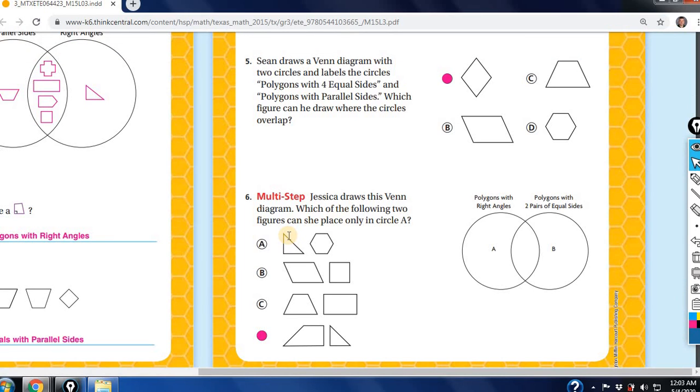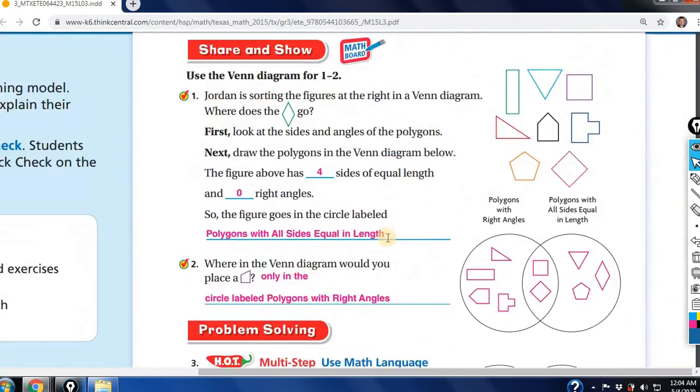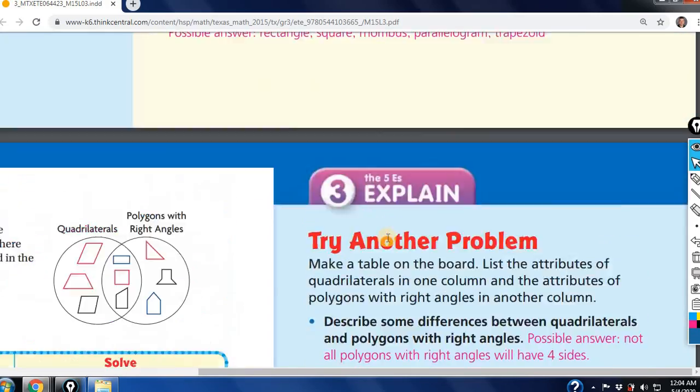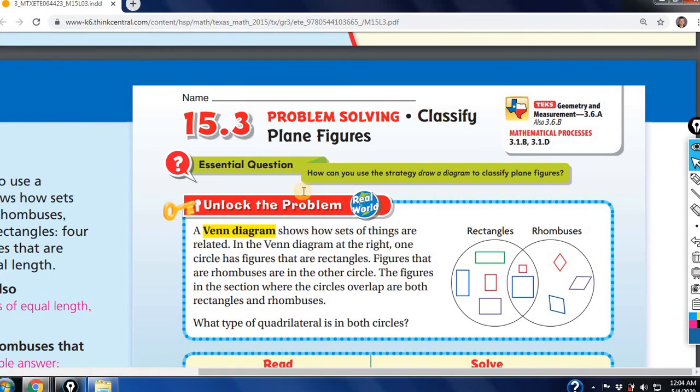Well, that reviews 15.3, where we're looking at classifying polygons. Make sure that if you have questions, go back and review the Go Math Workbook review when we did this together, when we're classifying plane figures. And again, if you have additional questions, go to the YouTube, go to the Go Math video that's there in your resources. Those videos are another extension of explaining how to classify plane figures.